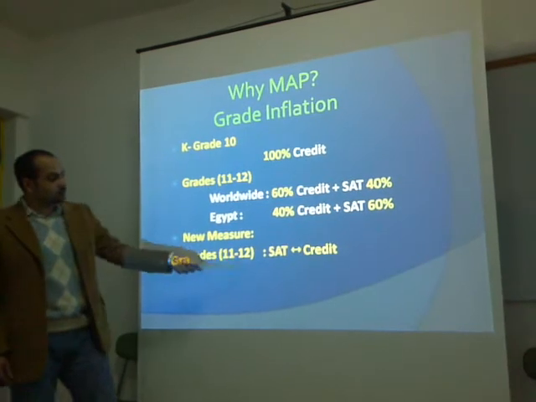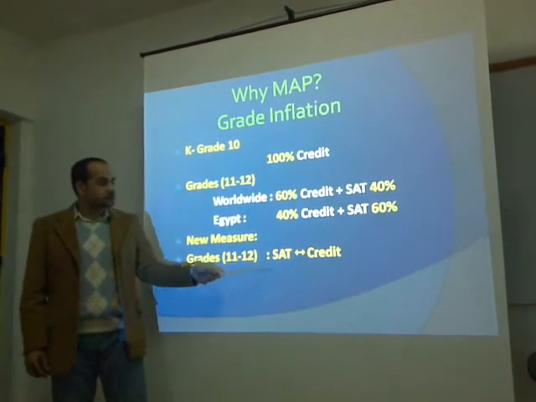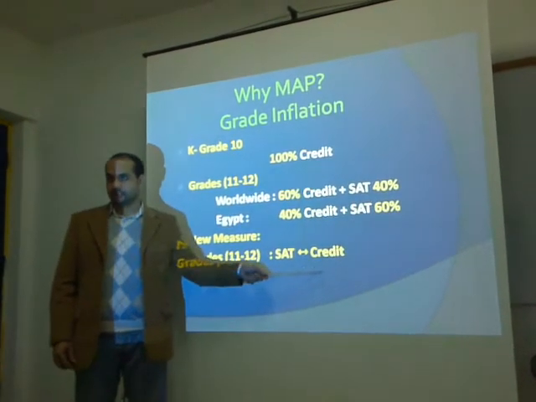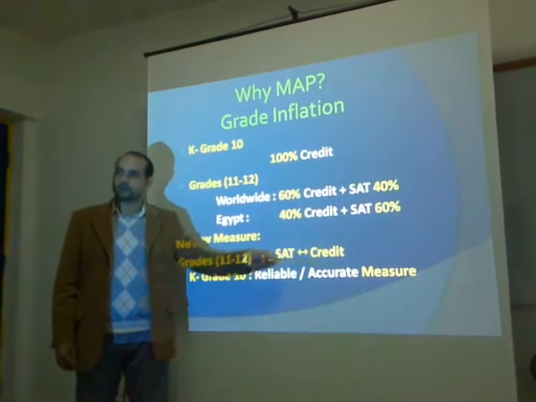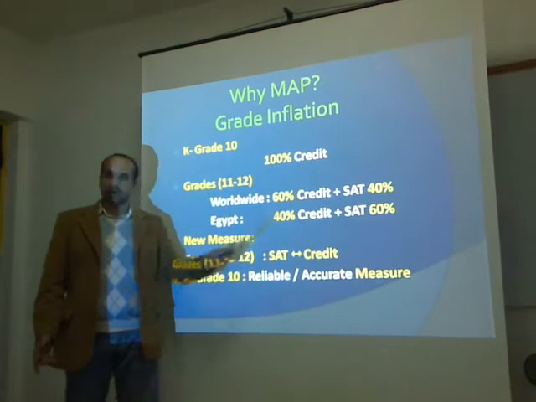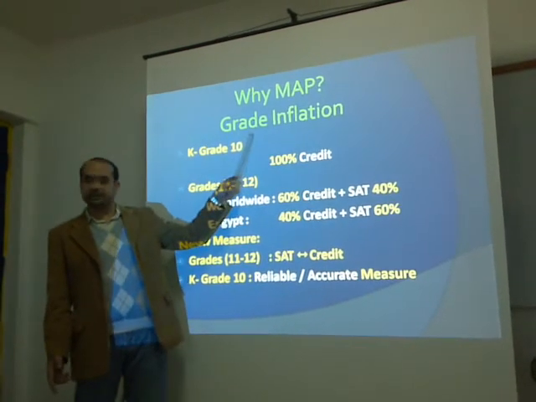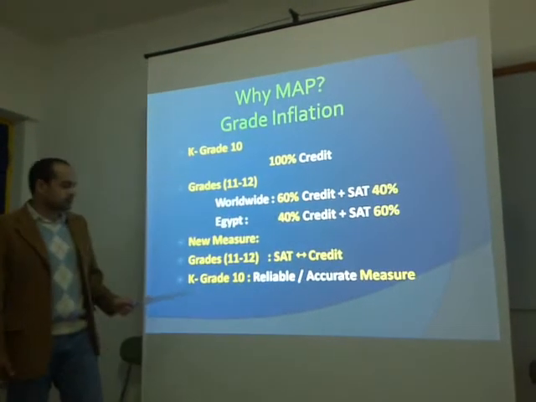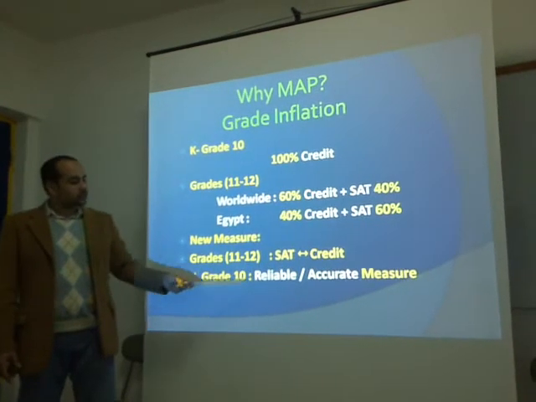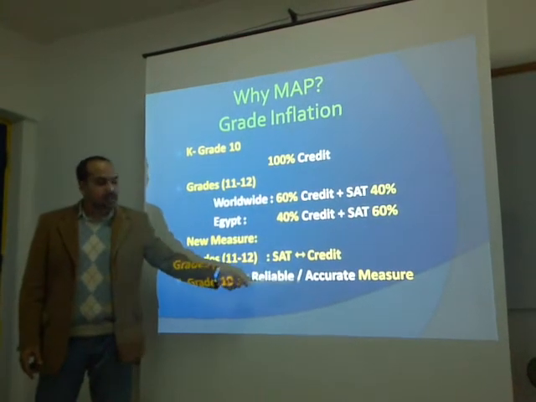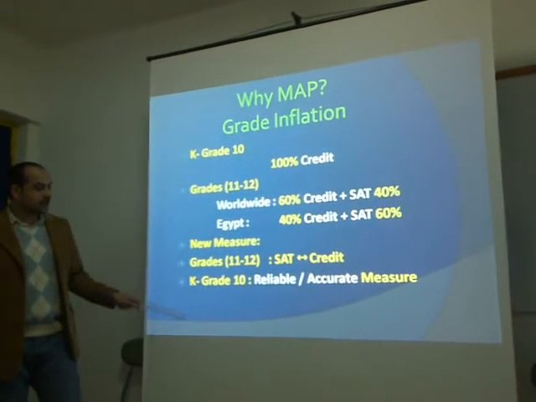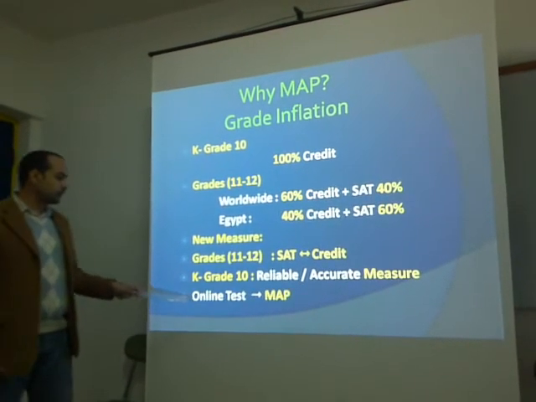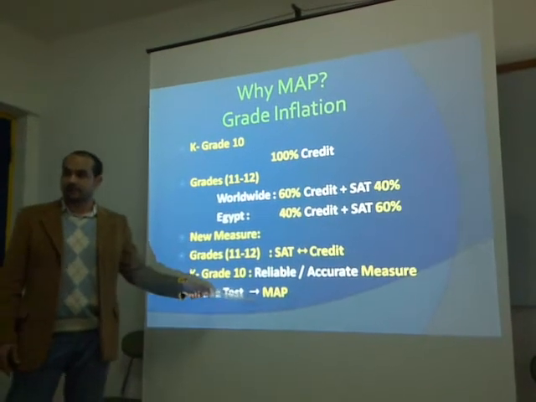In grades 11 and 12, they will compare your SAT score to your credit. If you have A here and A there, it's okay. If the opposite, they will suspect a grade inflation. What about kindergarten until grade 10? They need a reliable and accurate measure, a new online test, and that's why we have the online test of the MAP.